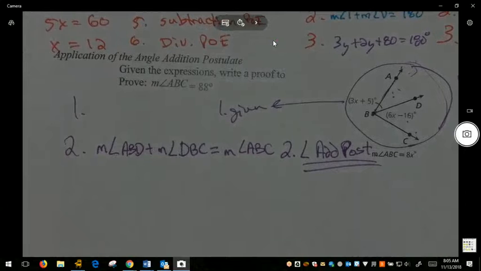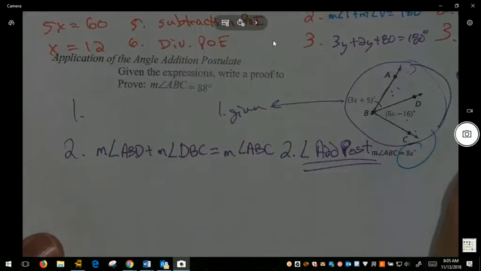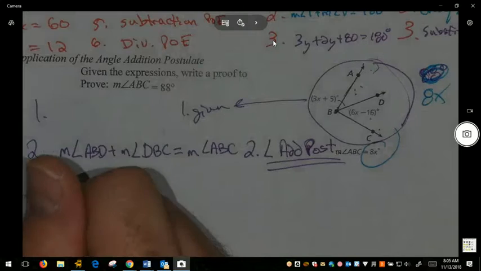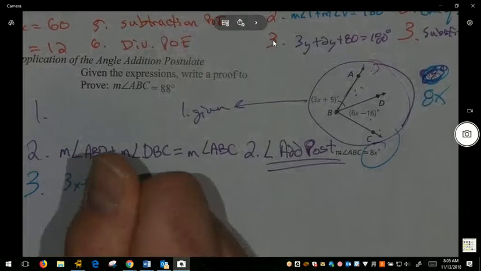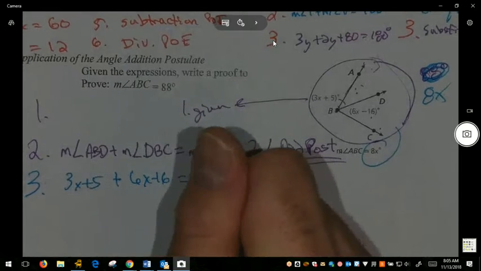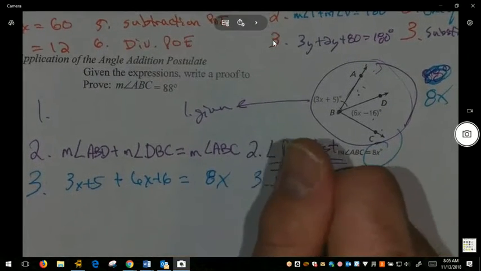So now, excuse me, I put 88 degrees. I wasn't supposed to know that. I was supposed to know that the whole thing is 8x. So now I can plug in my expressions, 3x plus 5 plus 6x minus 16 equals 8x. And that's substitution.